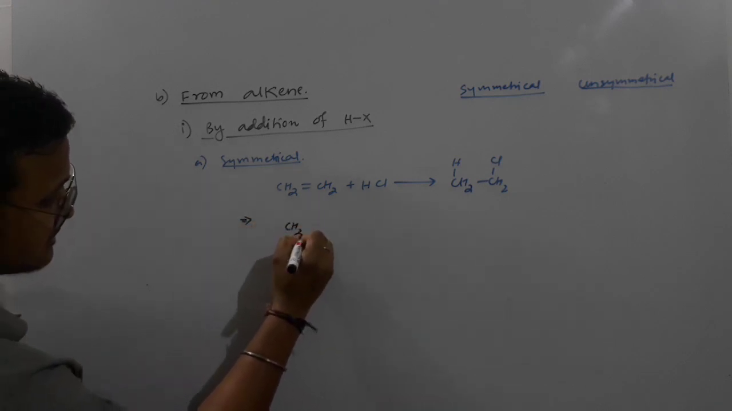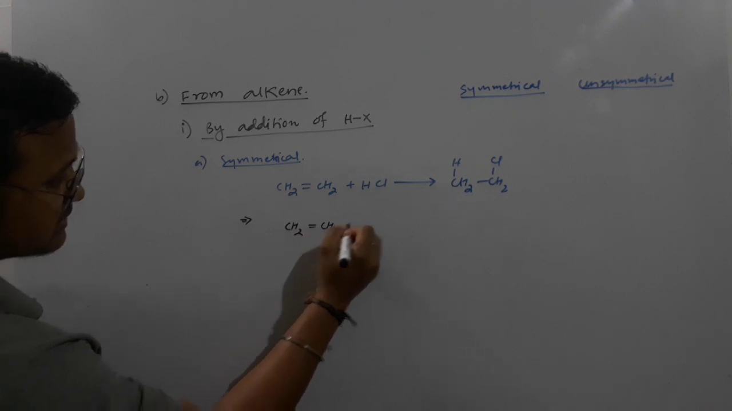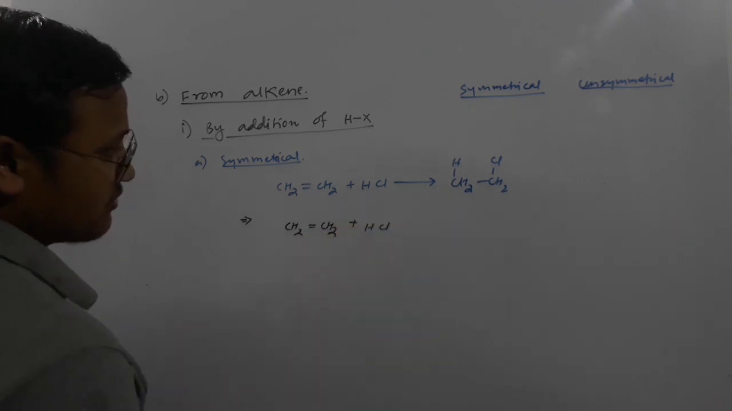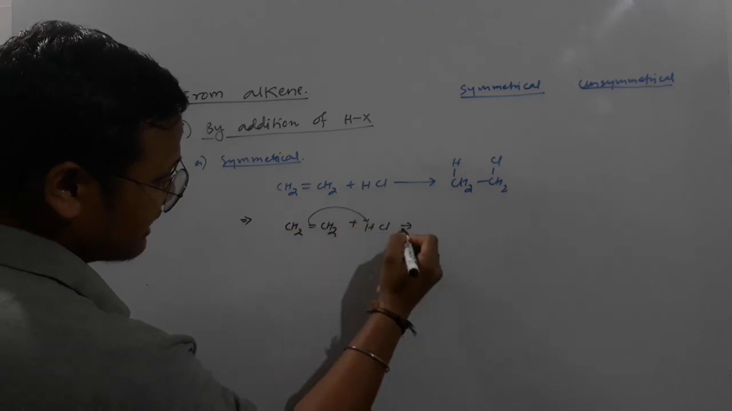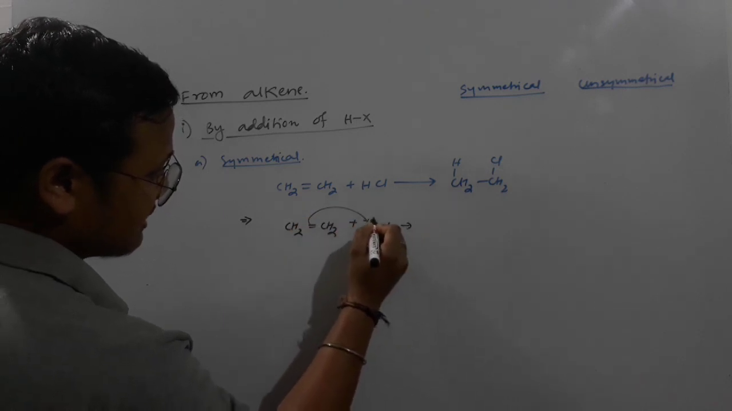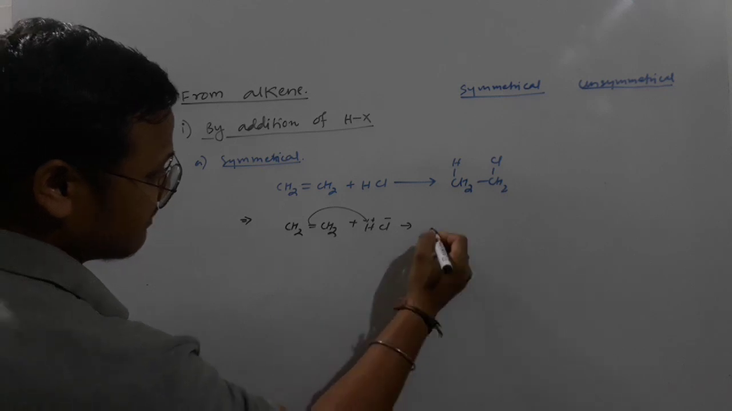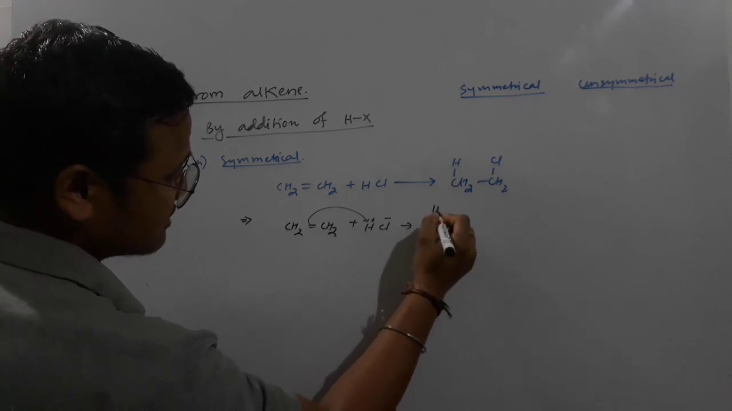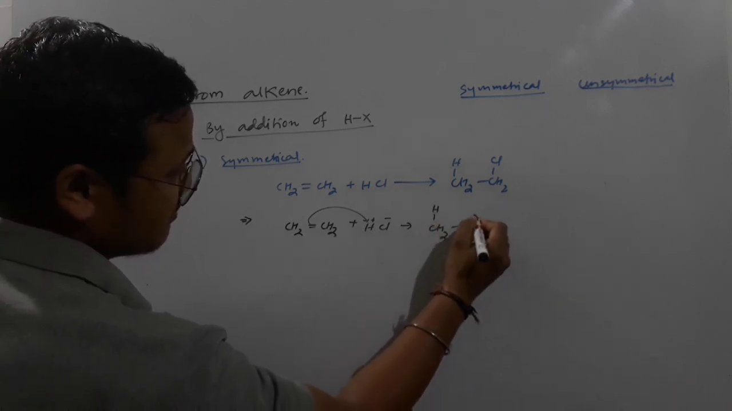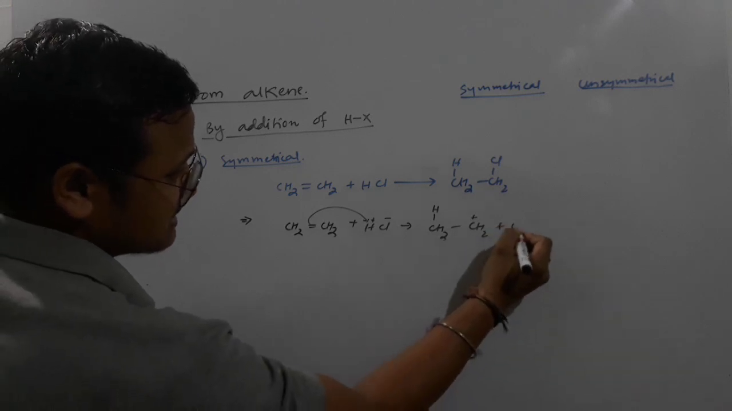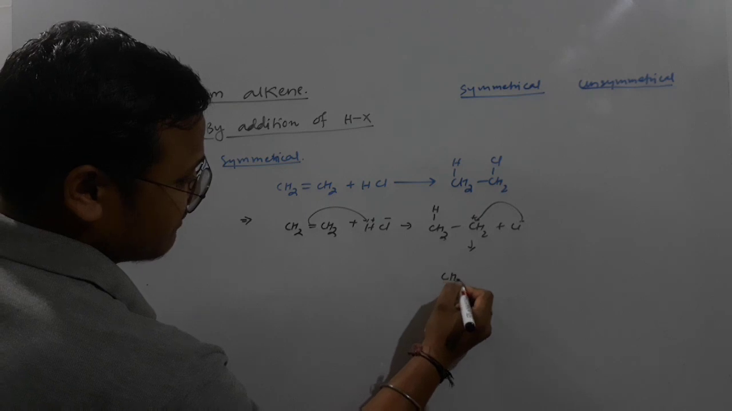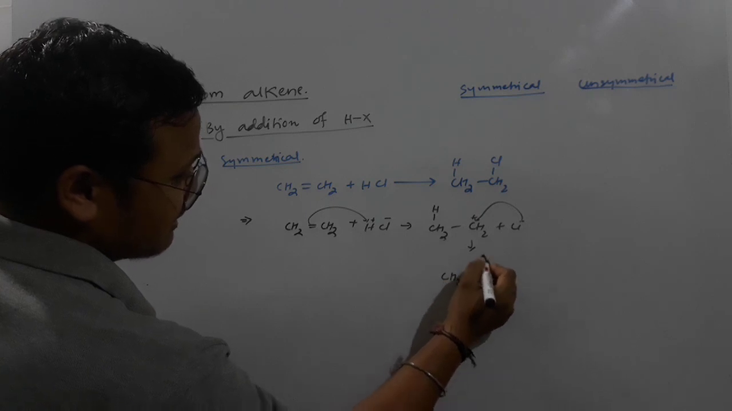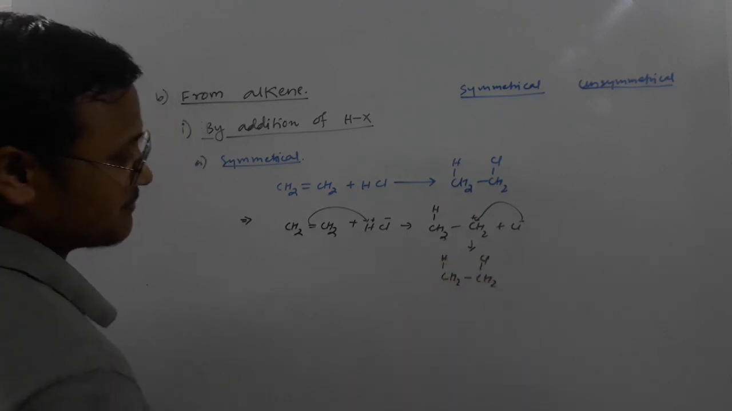Suppose CH2 double bond CH2 then HCl. As we are attaching hydrogen here, this carbon will go and attack the hydrogen first. You can consider this positive and this negative. So hydrogen will attach here and it will be positive, plus Cl negative. Now this Cl negative will come and attack here, and it will give us the product like this. So that's it.